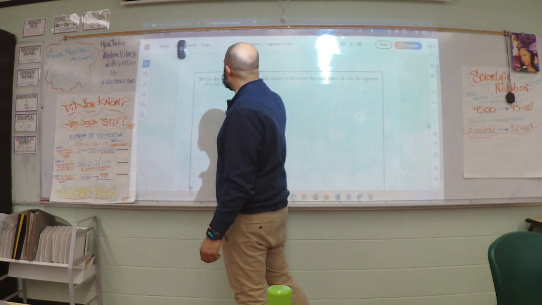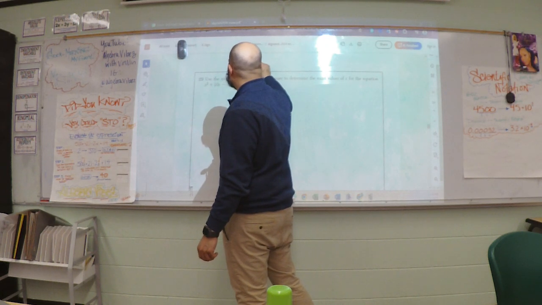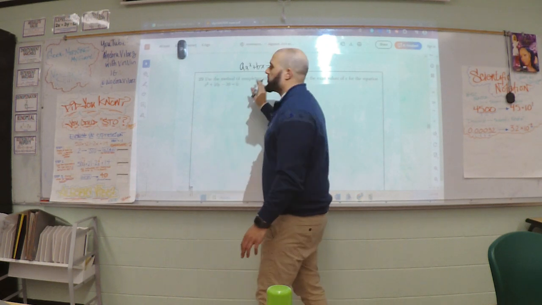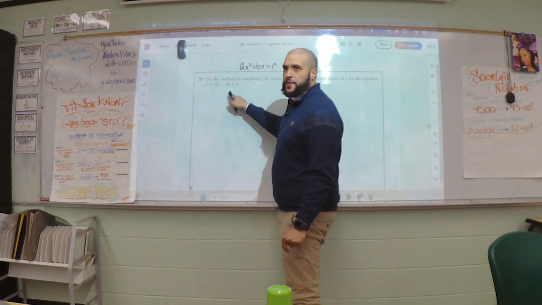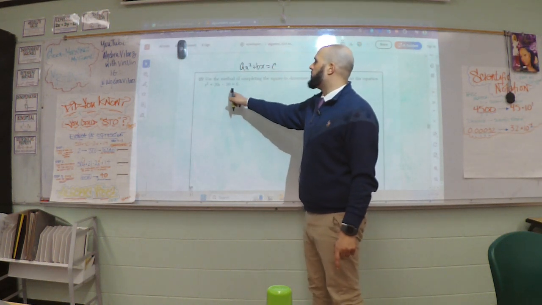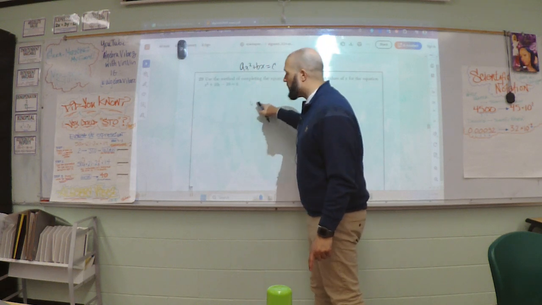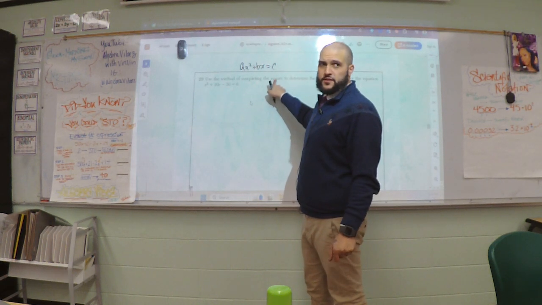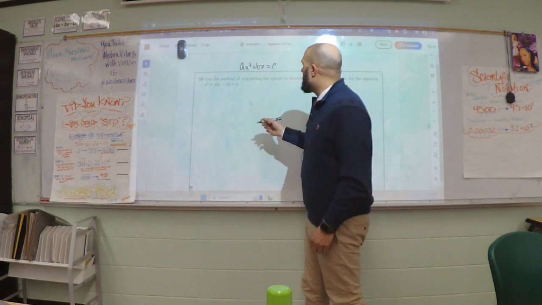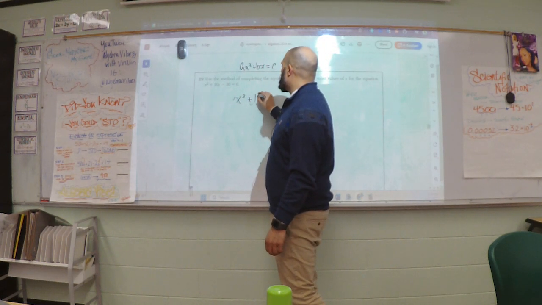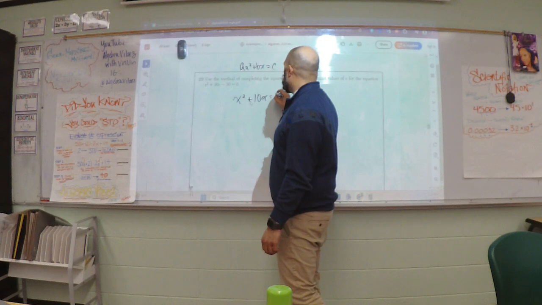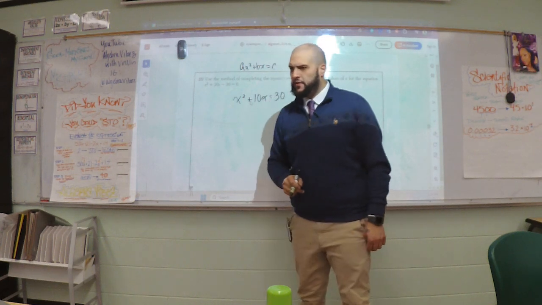So our format for this is going to be of some sort. Alright? That's what we're trying to get this to look like. This is not a hard thing to do because all we have to do is move this negative 30 and push it over here to the other side and make it positive. Alright? So we now have x squared plus 10x is equal to 30. That's what we should have right now.